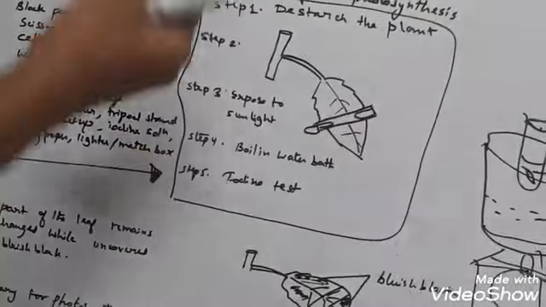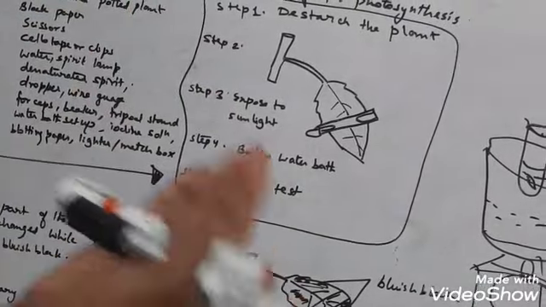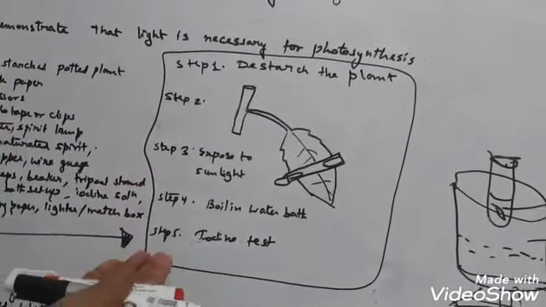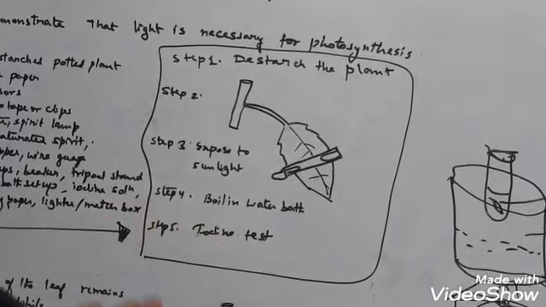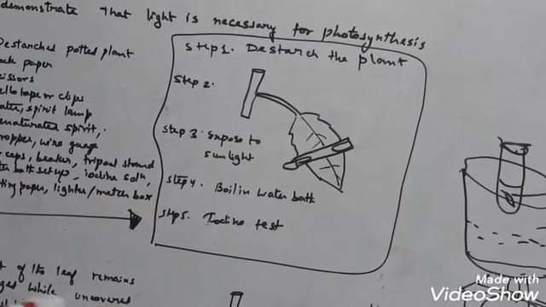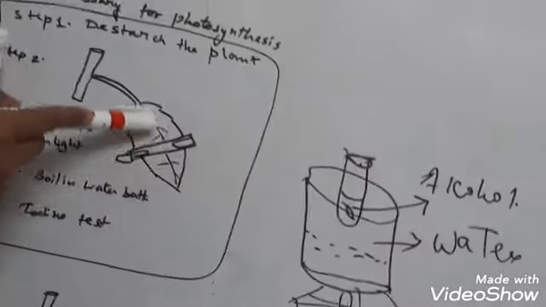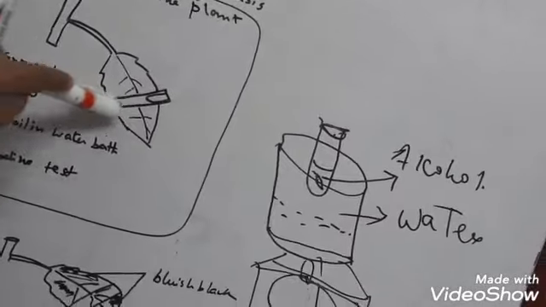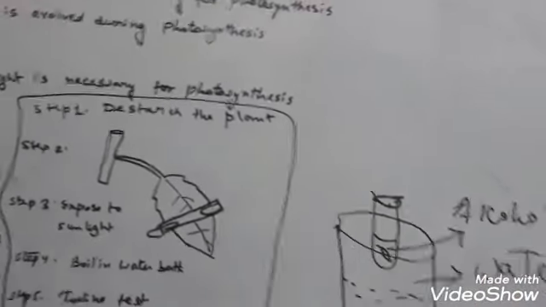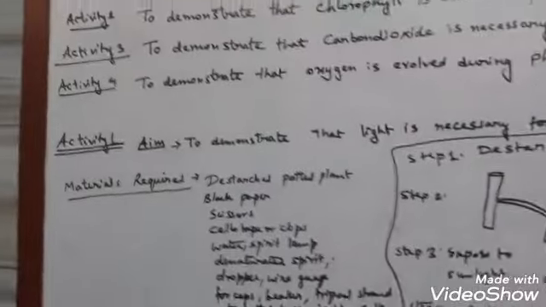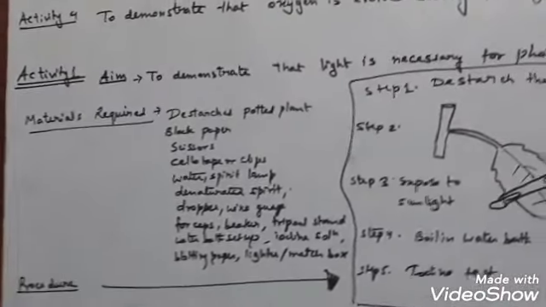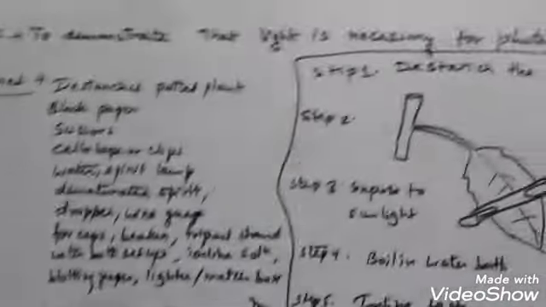Then we are cleaning this leaf with fresh water. Then we are drying the leaf, and then we are putting iodine solution, and we see that the blue-black color is obtained. Where is it obtained? Here on the uncovered part. But the covered part does not show any change or remains yellow or the pale color that we obtain after bleaching. And so what is the conclusion of this activity? That light is necessary for photosynthesis.